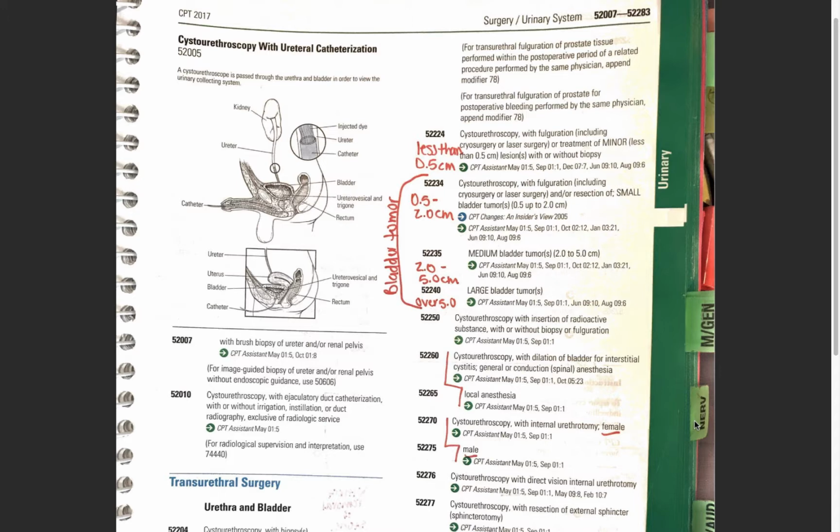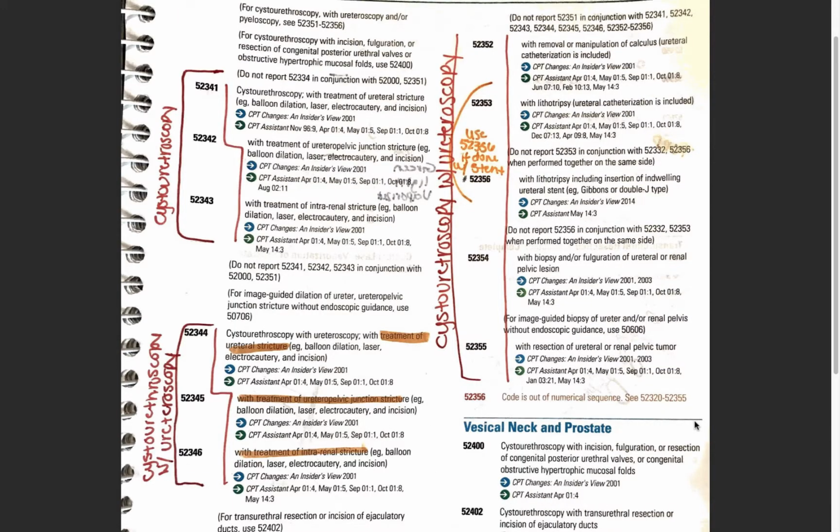52235 is for a 2.0 to 5.0 centimeter tumor, and that is considered medium. 52240 is over 5 centimeters, and that is considered large. Notice how I put the sizes next to the code to easily identify them. Notice how I bracketed 52341 through 52343 for cystourethral, and I bracketed 52344 through 52355 because it is a cystourethral with ureteroscopy, so they are going into the ureters.